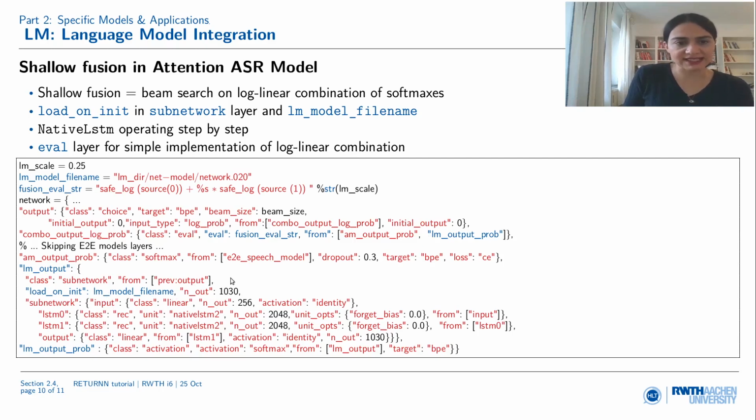Here a native LSTM operates step by step, and using the eval layer we can have a simple implementation of log-linear combination to combine the acoustic and language model scores. Here, for example, we have LM scale to weigh the language model score by 0.25. Given the acoustic and language model score, we can combine them using eval.